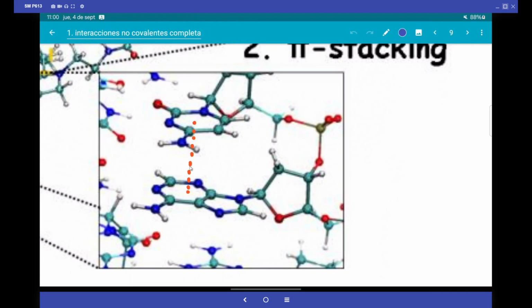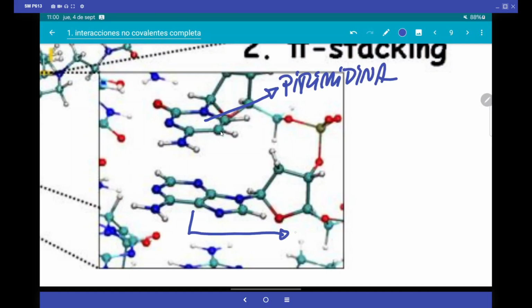And in the case of the genetic material, something very particular happens. Let's see first, remember the names, which is purine and which is pyrimidine. The upper cycle is a pyrimidine-type base, it is a pyrimidine, and the one below is a purine.